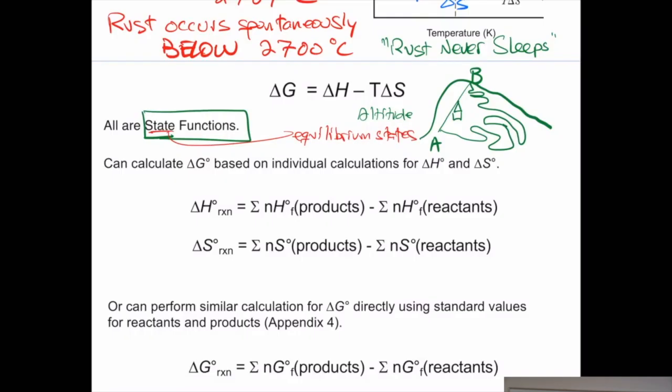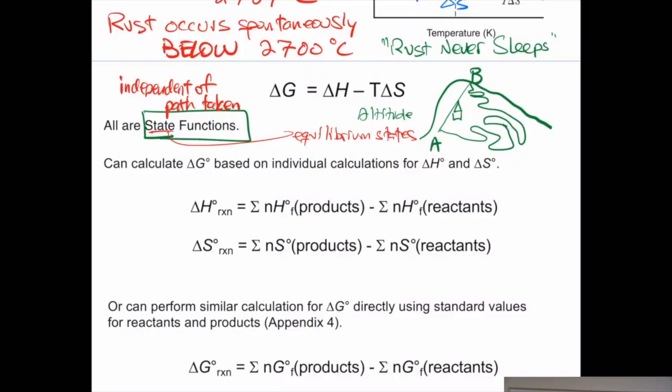Okay? And a state function is just that. It's independent of the path taken to get there. And the beauty of all of these state functions is that you can do a series of calculations that collectively describe the difference between state A and state B, even if that's not exactly what you did.